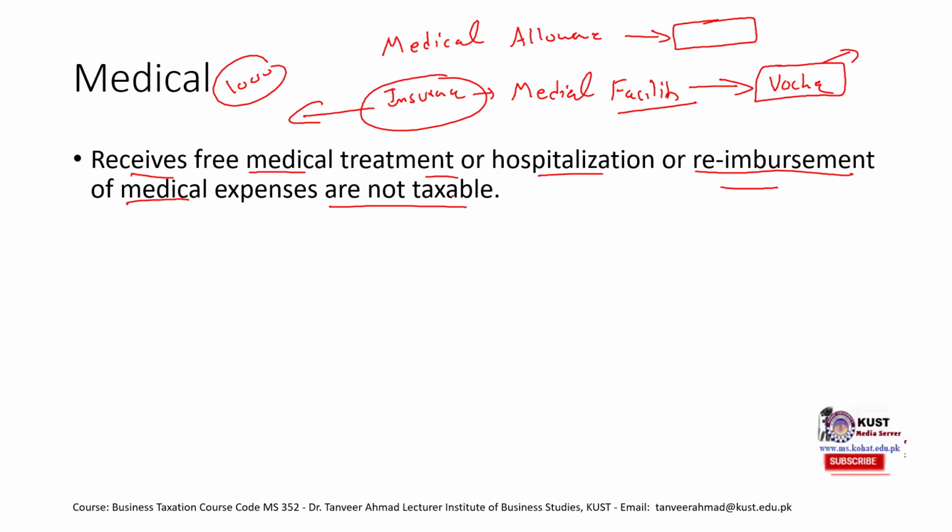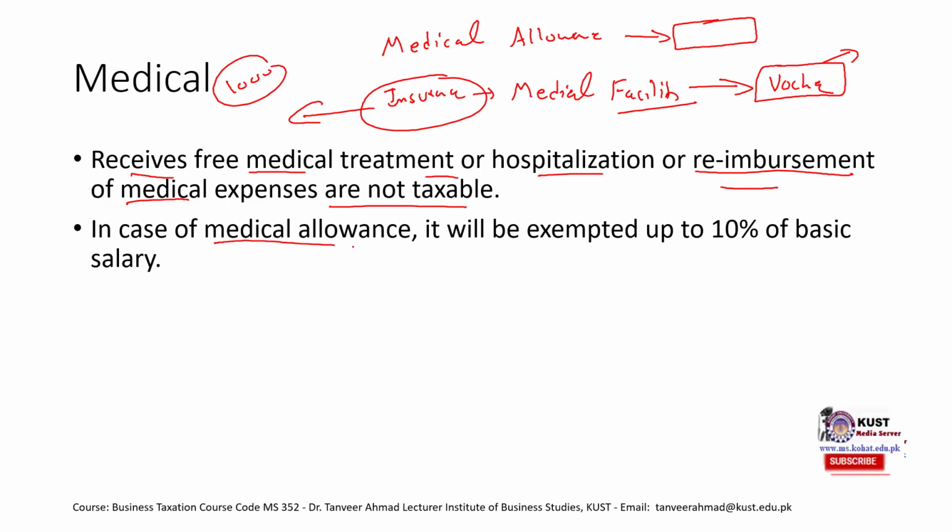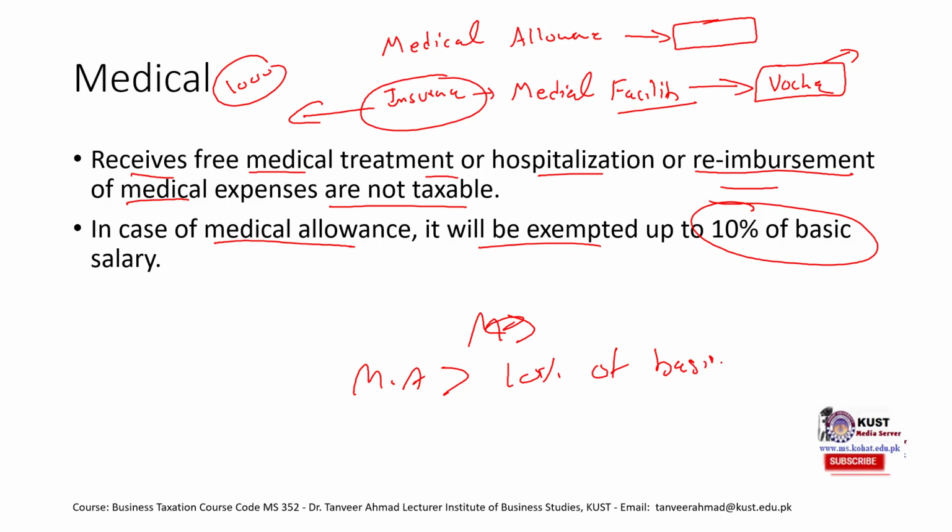So the idea is simple. If the medical facility is provided, then in that case all the medical expenses are not taxable. If medical allowance is provided, that is monetary benefit is provided, then in that case it is exempted up to 10% of the basic pay. Whatever the basic pay is, if the medical allowance is less than 10% of basic pay, then that is not taxable. If the medical allowance is greater than 10% of basic pay, then it would be taxable. The excess amount would be taxable, just the excess amount, right?